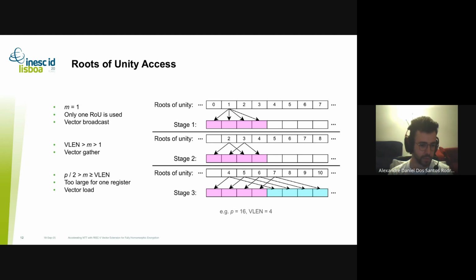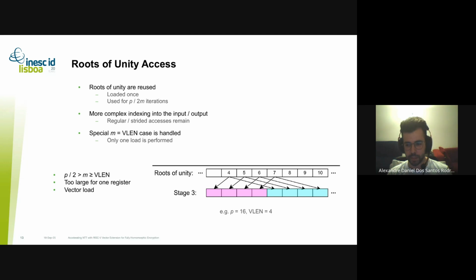Now, when M grows further, past or equaling the vector length, we see that the roots of unity are now too large to fit in a single vector register. Here, the vector length is 4, as you can see. But you have the benefit that you can do a vector load. So now the loads are contiguous. You just take these values, you do a normal load to each of the vector registers.